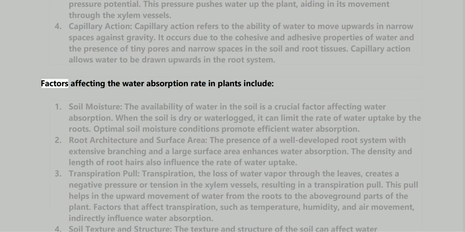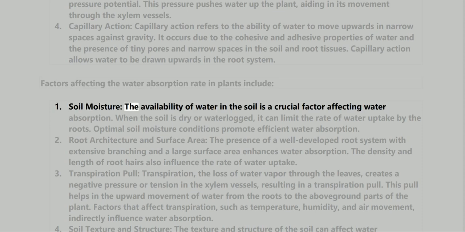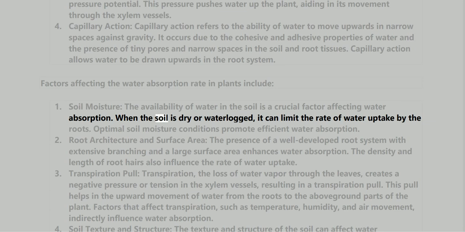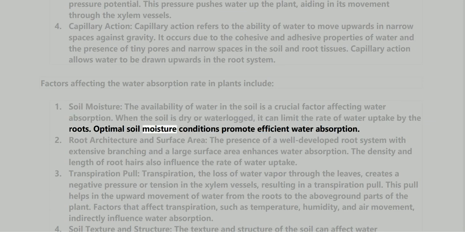Factors affecting the water absorption rate in plants include: 1. Soil moisture. The availability of water in the soil is a crucial factor affecting water absorption. When the soil is dry or waterlogged, it can limit the rate of water uptake by the roots. Optimal soil moisture conditions promote efficient water absorption.